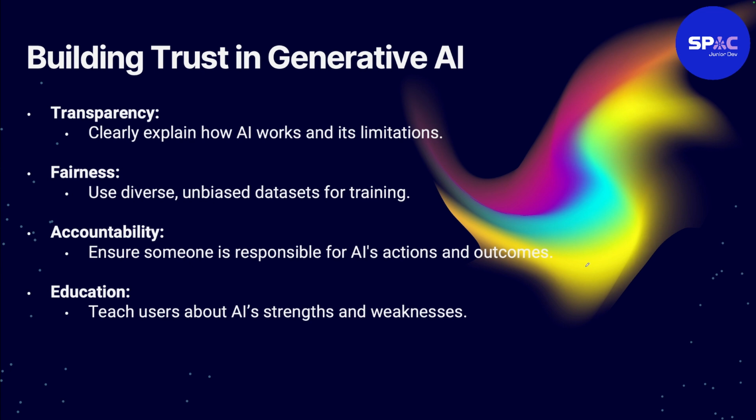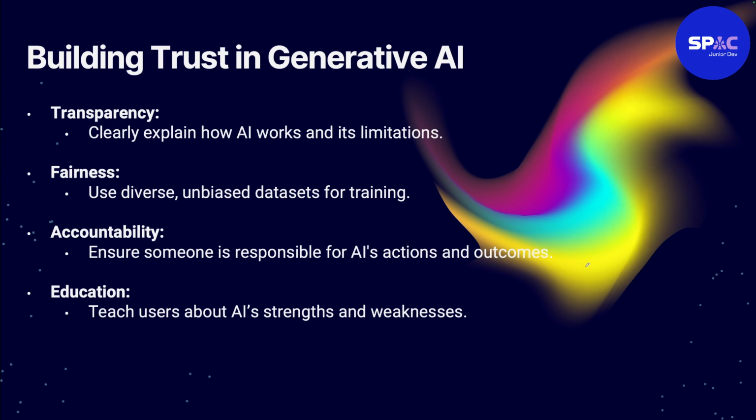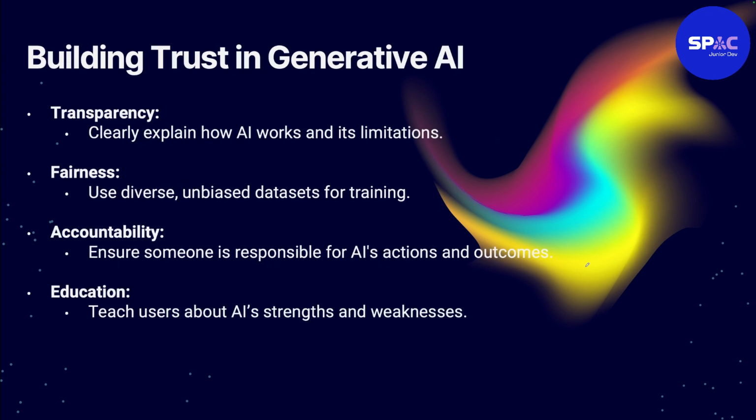Okay, so how do we build trust in generative AI? We see examples of failures. Then how do we build trust? How do we make sure that these failures do not happen in future? Okay. So the first thing is transparency.